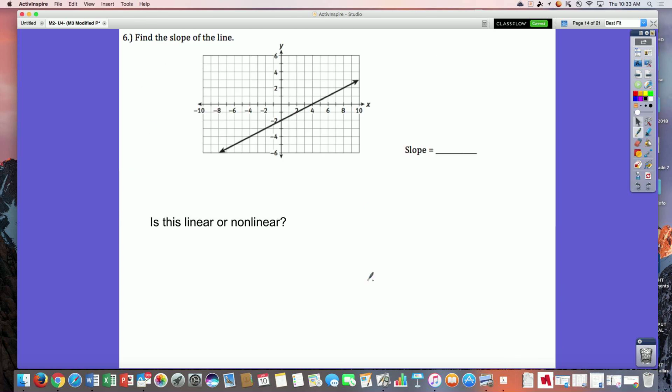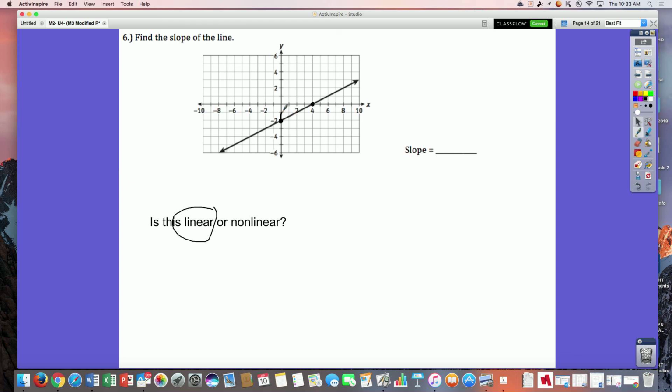Find the slope of this line. Well, one, is it linear or nonlinear? Looks like a line to me. Linear. Now, let's pick points that are exactly on the line, exactly in the crosshairs. I'm going to pick this point, and I'm going to pick this point. I know what you're saying. Mr. Carr, you missed that one. I know. I'm just proving to you that it doesn't really matter.